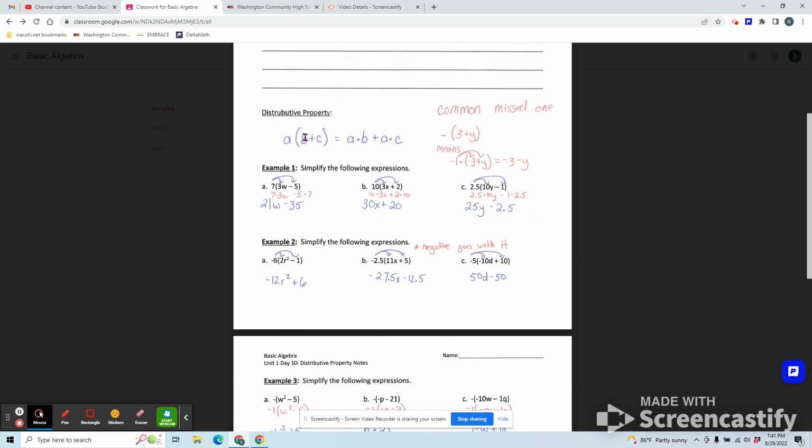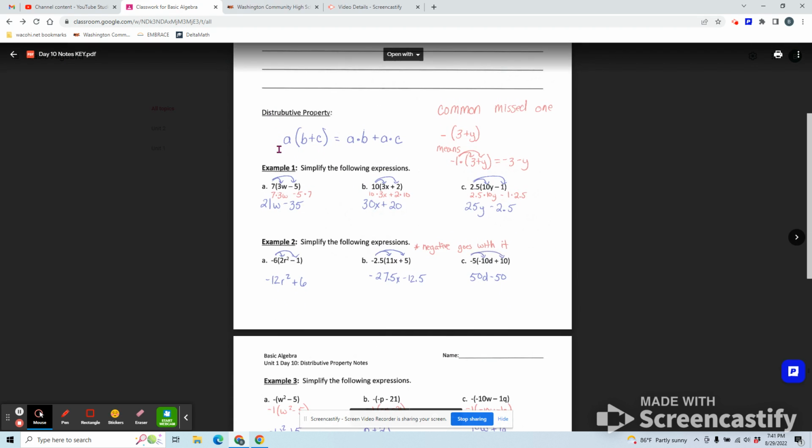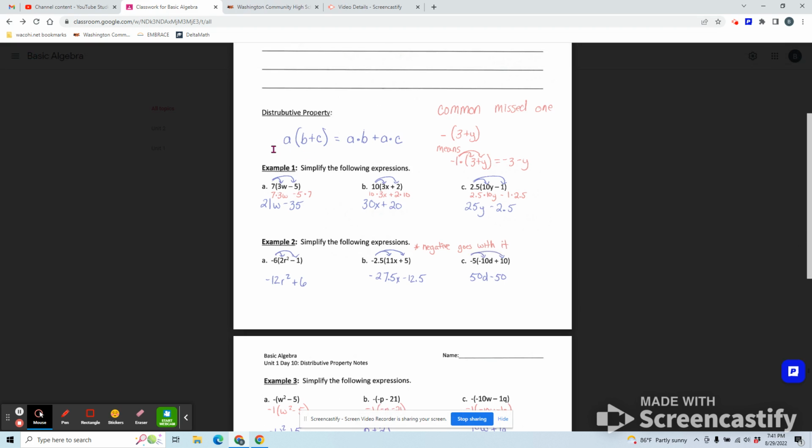All right, the notes. For the distributive property, here's just a generic expression: A times the quantity B plus C, where A, B, and C are going to be replaced with some value or some letter, some unknown something.